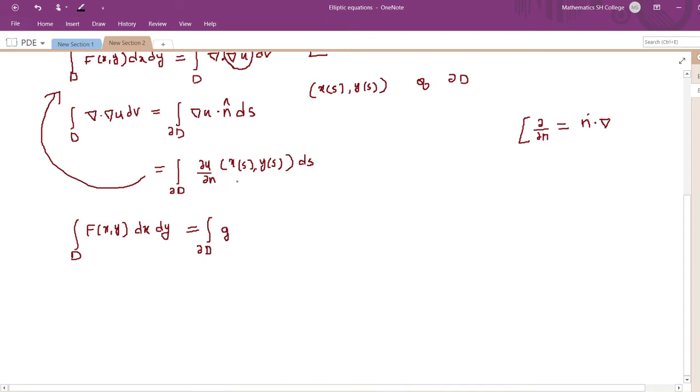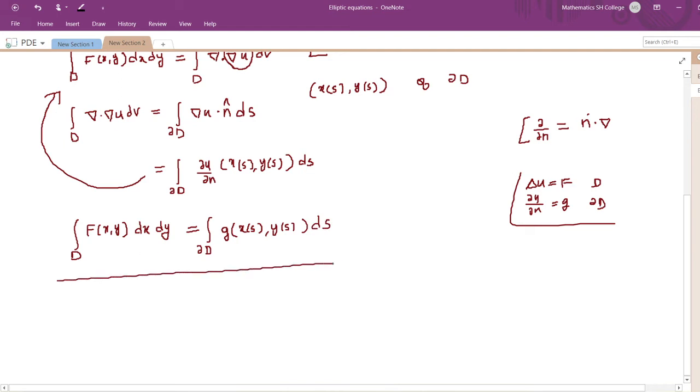The problem we have defined is Δu = f in D, and ∂u/∂n = g on the boundary. Okay, so this is our problem. So on the boundary ∂u/∂n is g. So we have the integral of g(x(s), y(s)) ds. So this is the necessary condition for a Neumann problem to have a solution.